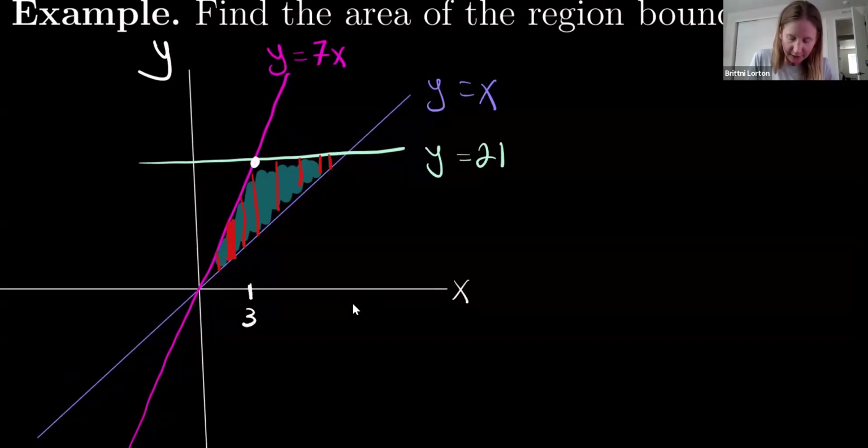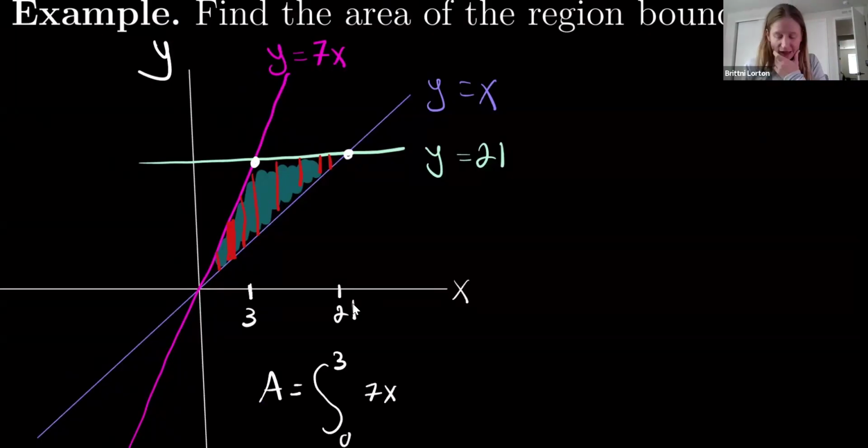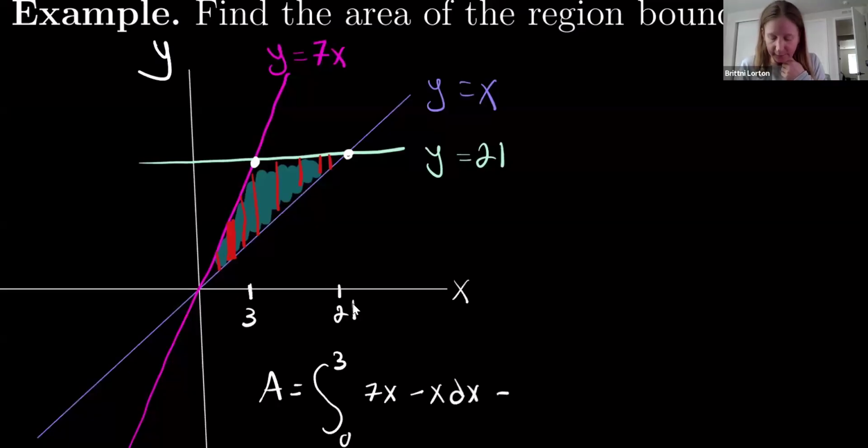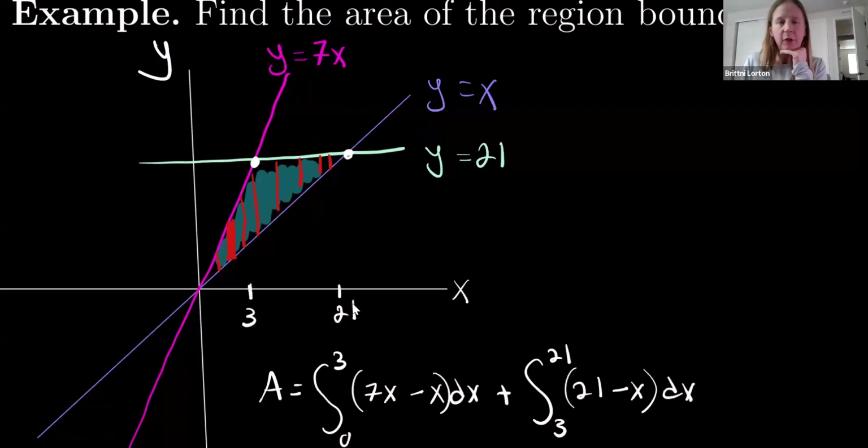This one intersects at 3 and at 21. Being able to label that is really helpful. So I'm going to write this area really quick. First, find the integral from 0 to 3. That was that first half on the left where the 7x was on top and the x was on bottom. And then I could add in the 3 to 21 where the 21 was on top and the x was on bottom. I'll maybe draw those parentheses just so you can keep track of that along the way.